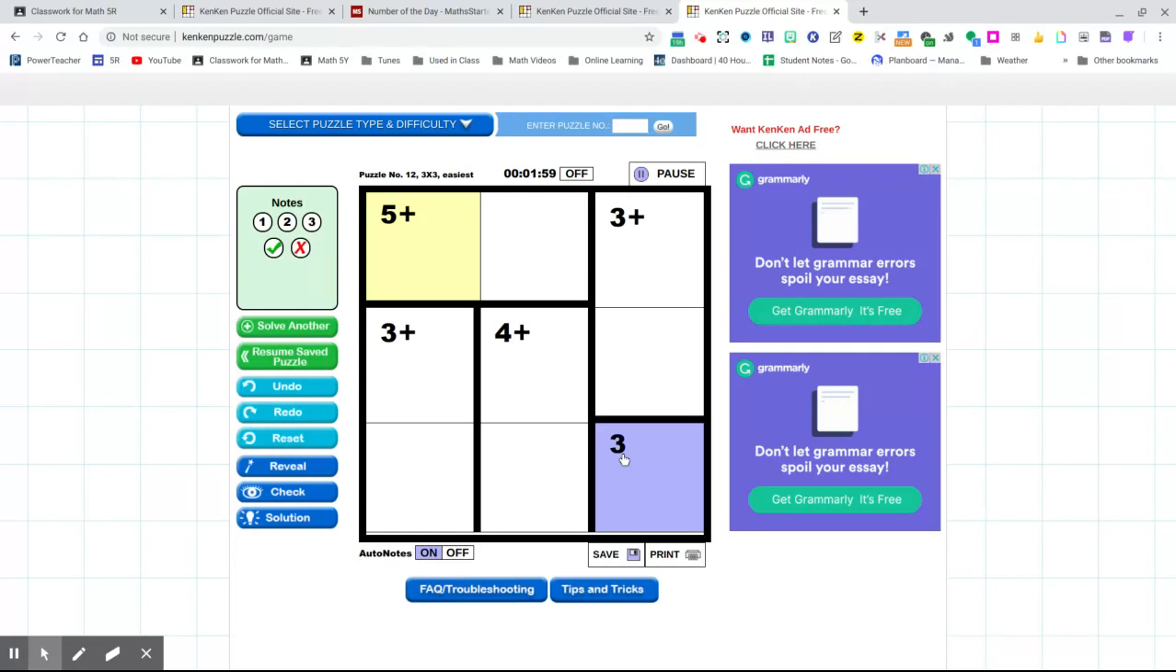So this is a single box. These two numbers have to add up to 4. These two numbers have to add up to 3. These two numbers have to add up to 5. And these two numbers have to add up to 3. Okay, so you have to keep all these things in mind.